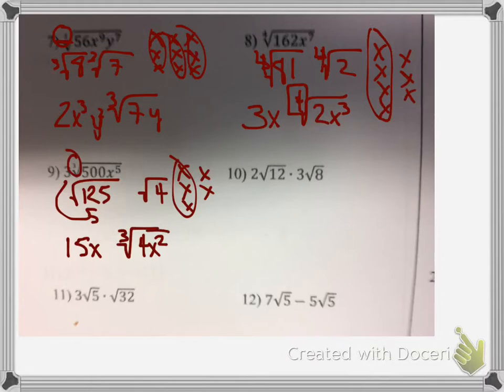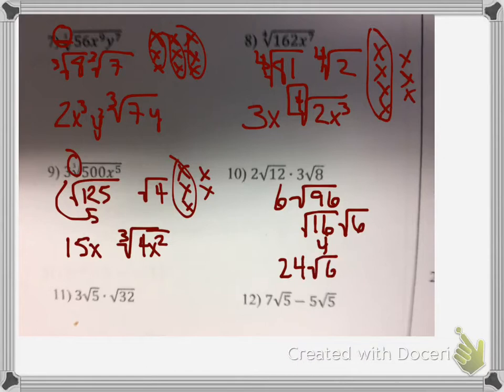Number 10, I've got a couple of different ways I can do this. What I usually like to do is go ahead and multiply and then simplify. So 2 times 3 is 6. 12 times 8 is 96. And then 96, if I take the square root, the largest perfect square that will go into 96 is 16. So I get 16, 96 divided by 16 is 6. Square root of 16 is 4. 4 times 6 is 24, square root of 6.